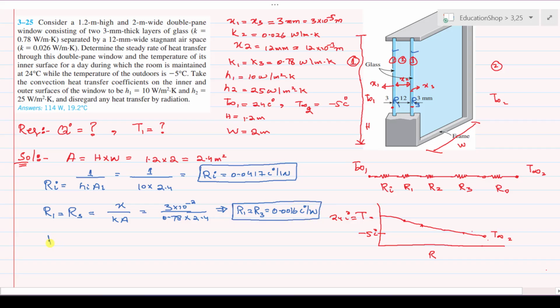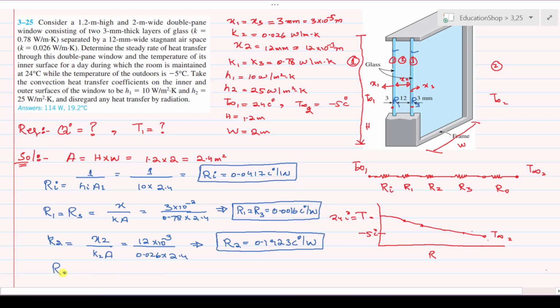The second resistance R2, the resistance offered by the stagnant air, is equal to X2 divided by K2A. X2 is 12 millimeters, so 12 multiplied by 10 to the power minus 3, divided by K2, that is 0.026, multiplied by area 2.4. Solve this on a calculator and you will get the R2 value, that is 0.1923 centigrade per watt.